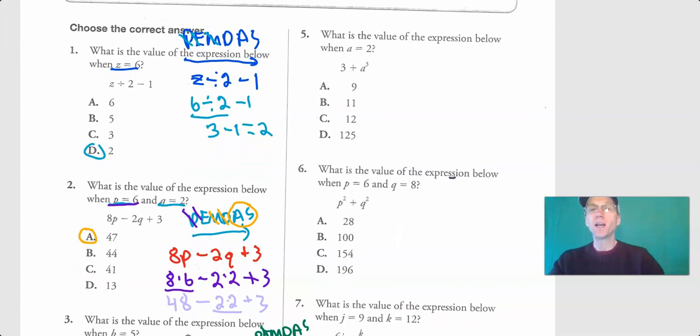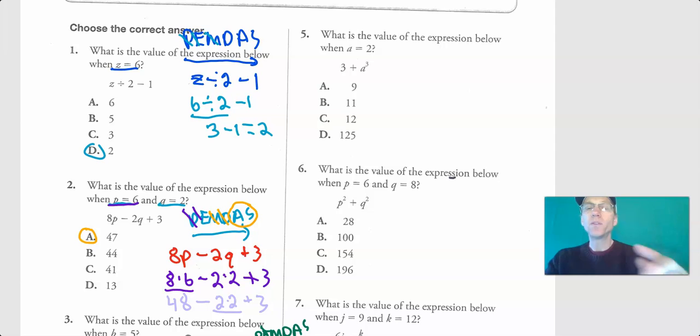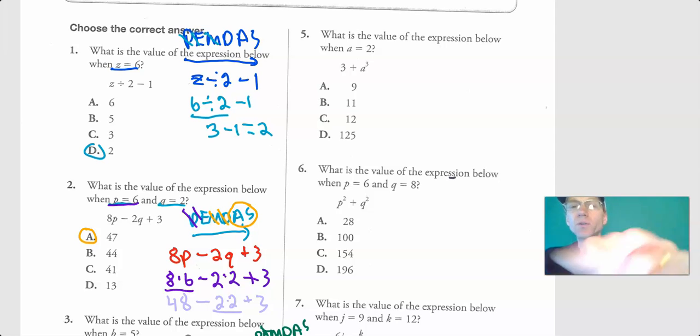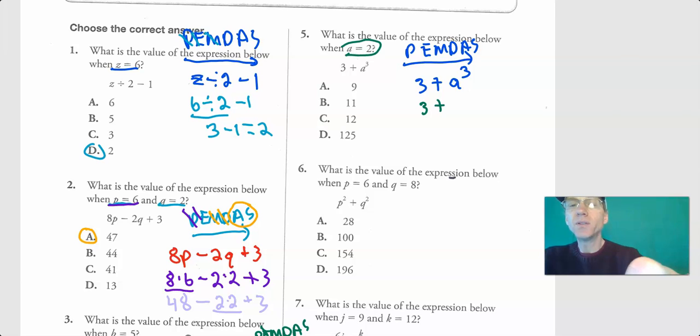All right, let's go take a look at the next one, number 5. What's the value of the expression below when a equals 2? So now I have 3 plus a to the power of 3. I'll do my PEMDAS here, left to right. Now I'm going to substitute in, instead of an a, I'm going to have a 2. 2 to the power of 3.